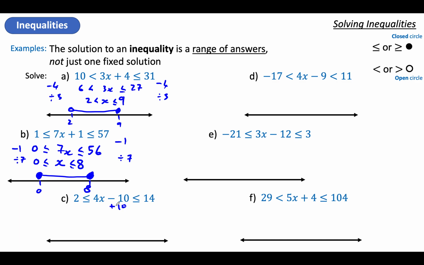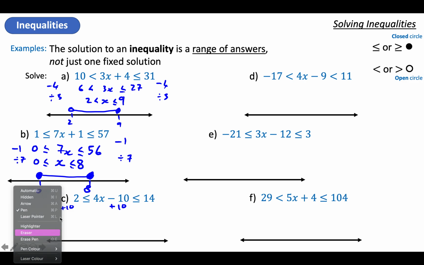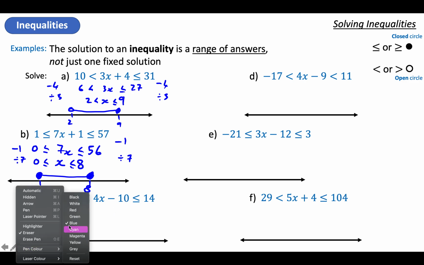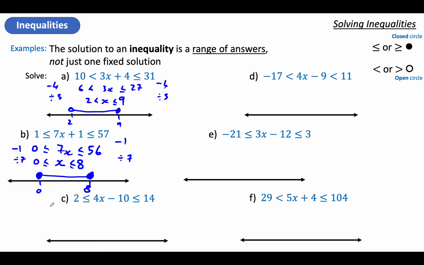Okay, add 10 to all three parts. In fact, I can't put that in there because I won't have enough space. I'm a little bit cramped down here on this page, trying to get these questions in. So we're going to add 10 to get 12 is less than or equal to 4x, which is less than or equal to 24. We then divide by that number touching the letter. Divide by the 4 to get 3 is less than or equal to x, which is less than or equal to 6.